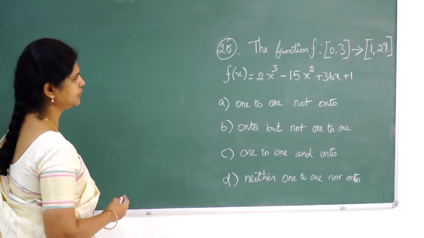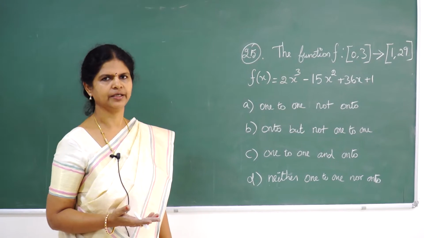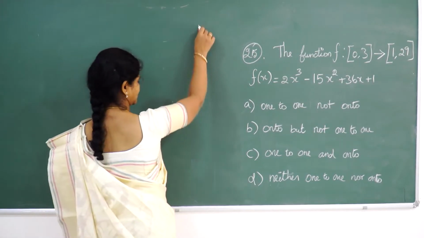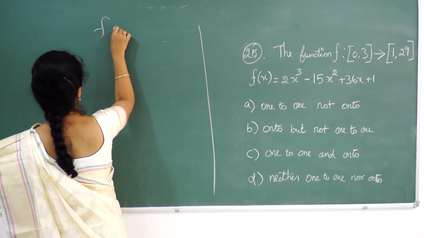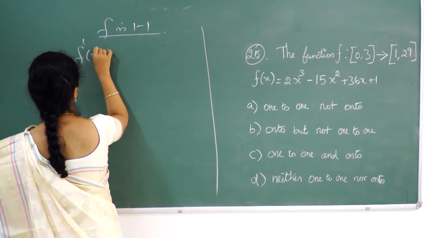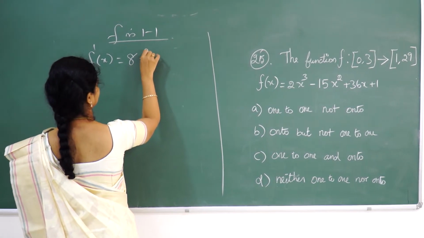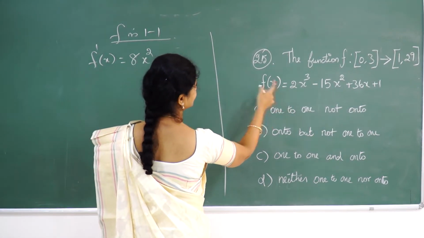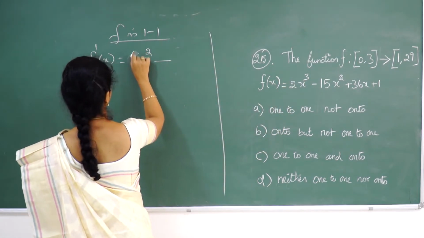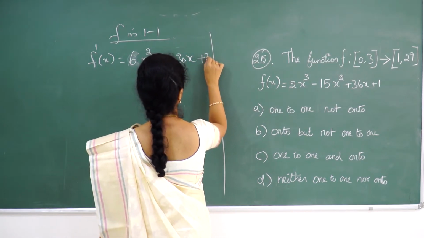So f(x) is given. Find the derivative f'(x) and check whether it is a strictly increasing function or not. First, let us check whether f is one-to-one. So find the derivative f'(x). You get 6x square minus 30x plus 36.